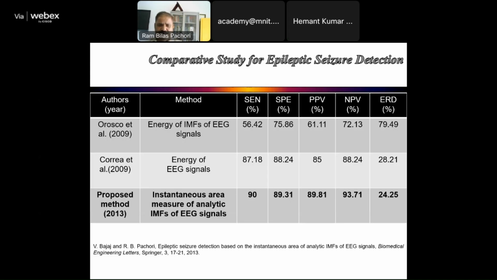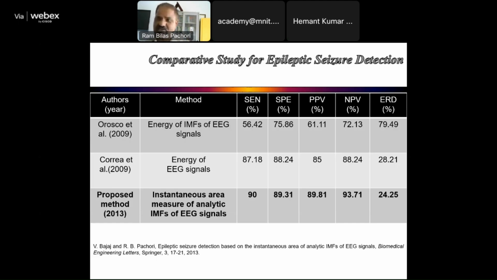The proposed method instead uses the area measure of analytic IMFs for each signal, which gives sensitivity of 90%, higher than the other two existing methods. 89.31% is also higher than the other two methods, 89.81% is also higher, 93.7% is also higher, and 24.25% is lower than the two methods. So we are getting results which are very supportive and in favor of the proposed framework. That can be used as a tool for epilepsy detection.